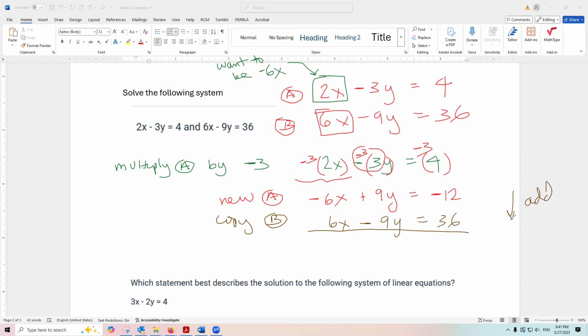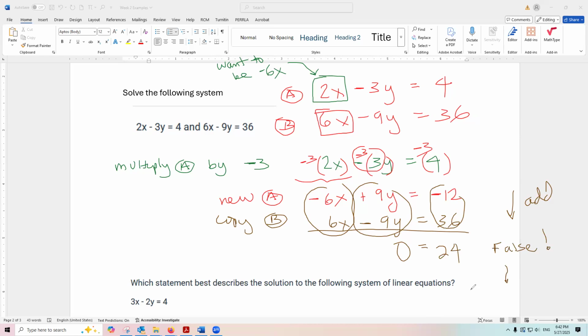Now I'm going to add these equations straight down. Well, a strange thing happens. Do you notice that the x's cancel out, but also the y's cancel out as well? So really everything on the left-hand side cancels. That leaves me a 0 on the left-hand side. On the right-hand side, I have a negative 12 plus 36. That's 24. So I have 0 equals 24. Well, this is a false equation.